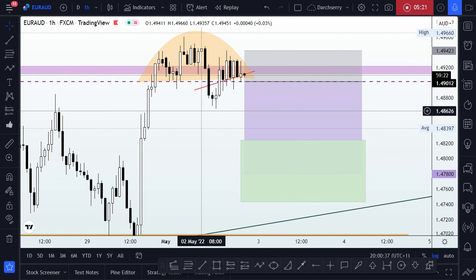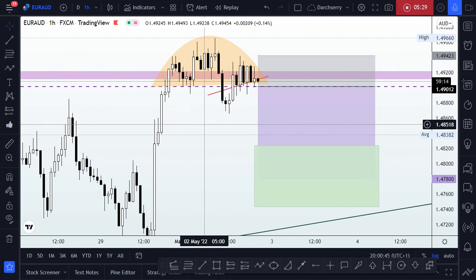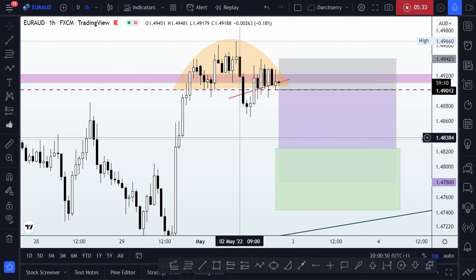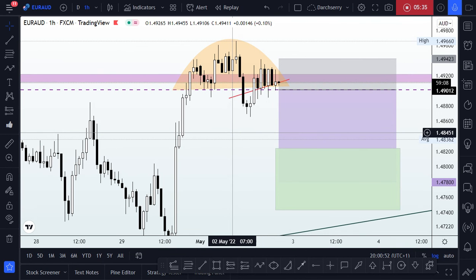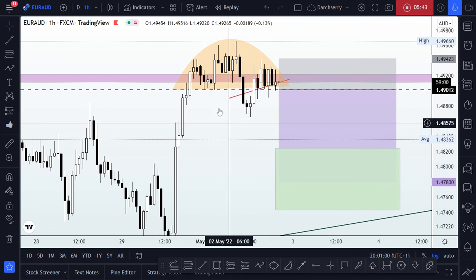So I'll pause the video at this point. Then let's see how price plays out in the next couple of hours. Then I'll ensure to give an update if there is a need to add position to the existing position that will be running if price moves as expected.